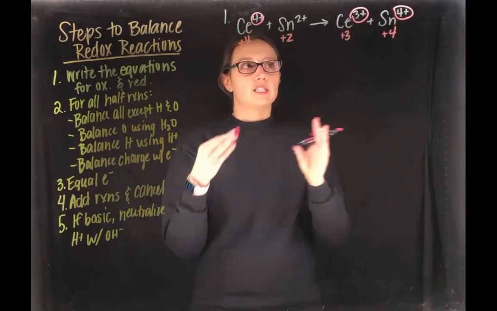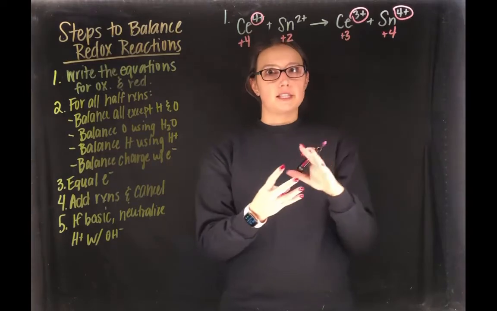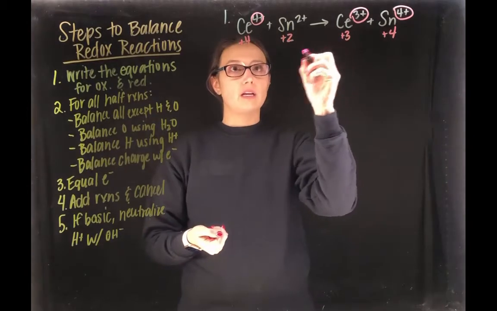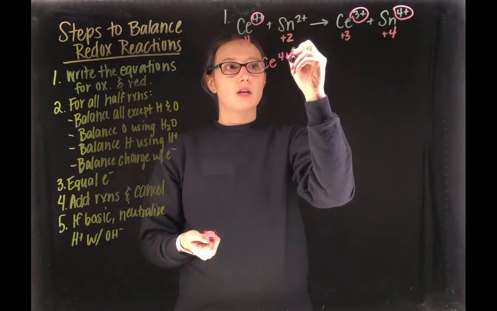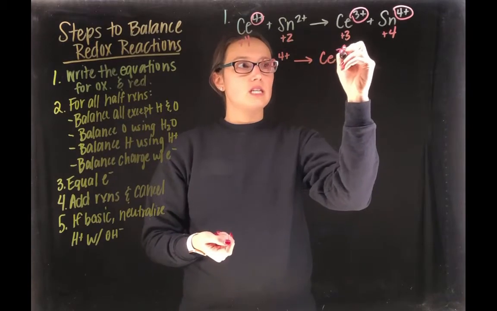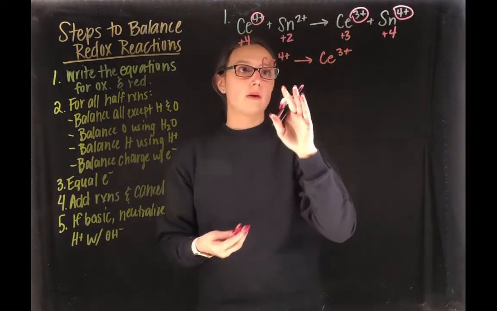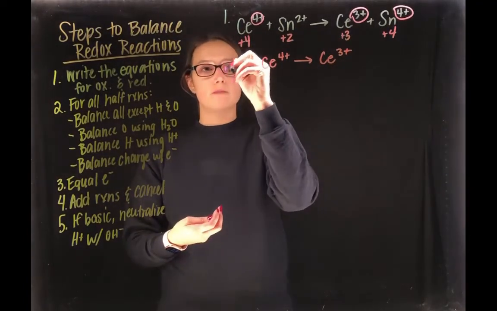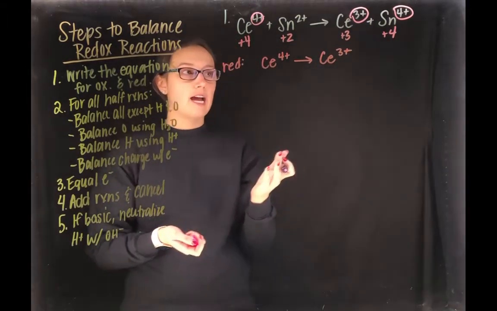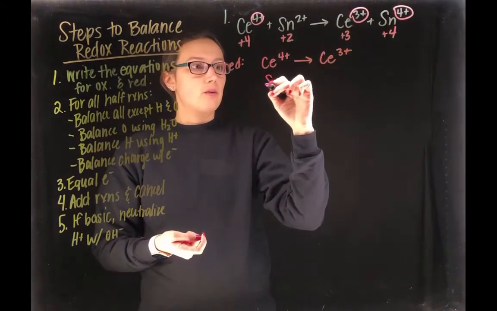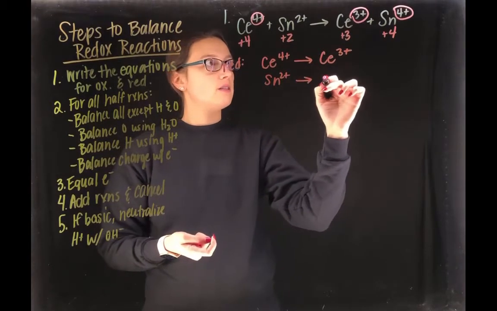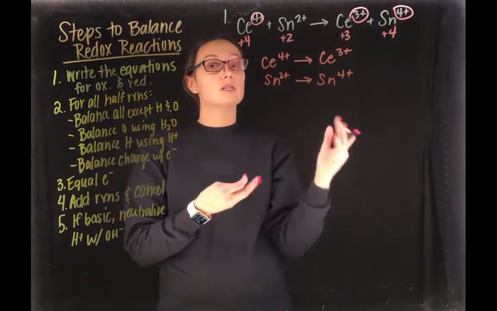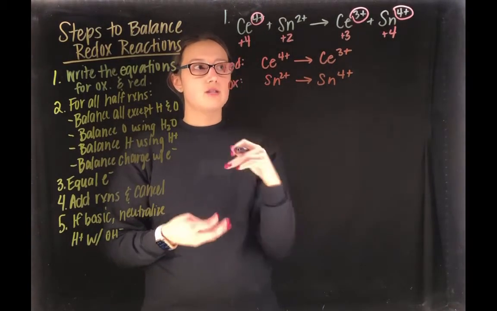Now we have to look at the half reactions, and we have to split it up into oxidation and reduction. We're looking at Ce going from +4 to +3. So if we have Ce4+ going to Ce3+, the oxidation number is decreasing, and if the oxidation number is decreasing, that means it's being reduced. So I'm just going to label this as the reduction half reaction. Sn is going from Sn2+ to Sn4+, and so the oxidation number is increasing, which means it's losing electrons. So this is the oxidation half reaction.